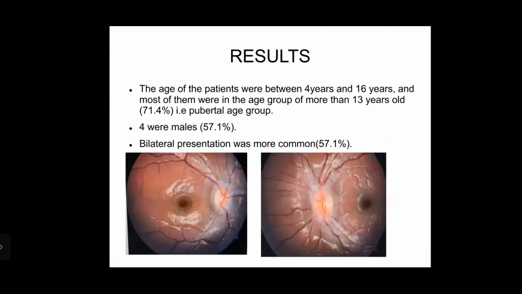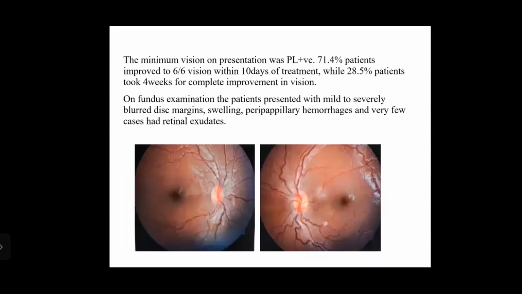Results: the age of the patients were between 4 years and 16 years, and most of the patients were of the age group of more than 13 years, which is 71.4%, that is the pubertal age group. In our study, 4 patients were males, which was accounting to 57.1% of the patients. Bilateral presentation was more common, which was accounting to 57.1% patients again. This was a case of bilateral pediatric optic neuritis in the below image. The minimum vision on presentation was PL positive.